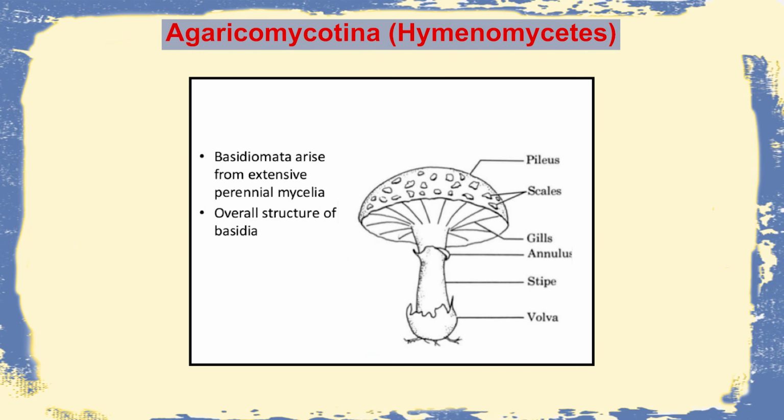is mainly the Agaricomycotina, which is called the mushroom. It is so called because they have a unique stalk, which is called the stipe, and the pileus, which is umbrella-like. The toadstools, the Agaricus, the Lentinula, different types of mushrooms, and some of them are edible in nature and they are a high protein diet.